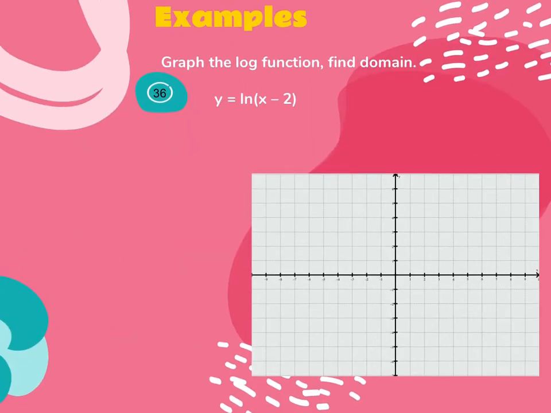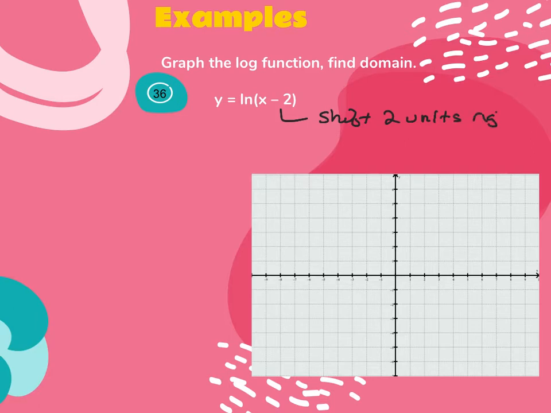Here we go, 36. So here, what I'm going to do is look to see what's happening here. I've got a -2 in the parentheses, so this is going to tell me it's in the parentheses with the x. So this is going to be a shift backwards of what I think, 2 units to the right. So what I'm going to do is graph just the basic y equals ln x function.